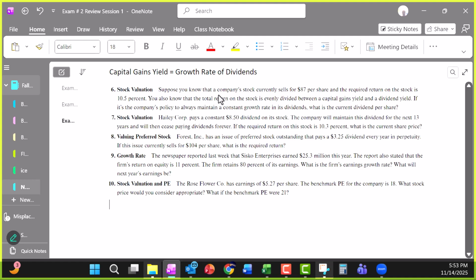Okay, problem 6. We know the company's stock price, 87. Required return on the stock is 10.5. You know that total return on the stock is evenly divided by capital gains and dividend yield. If the company's policy is to always maintain a constant growth rate, what is the current dividend per share?